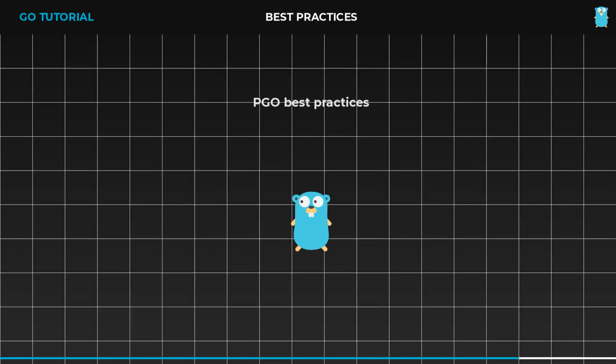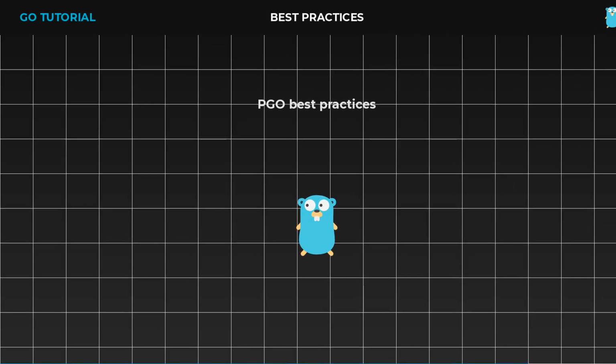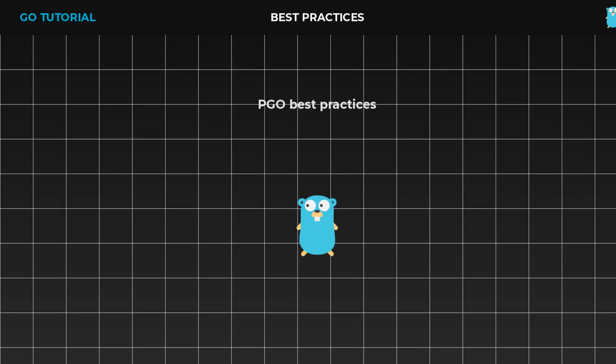When implementing PGO, there are several best practices to keep in mind. Ensure your profiling data is representative of real-world usage. Also, be cautious of over-optimization, which can lead to code that's harder to maintain.